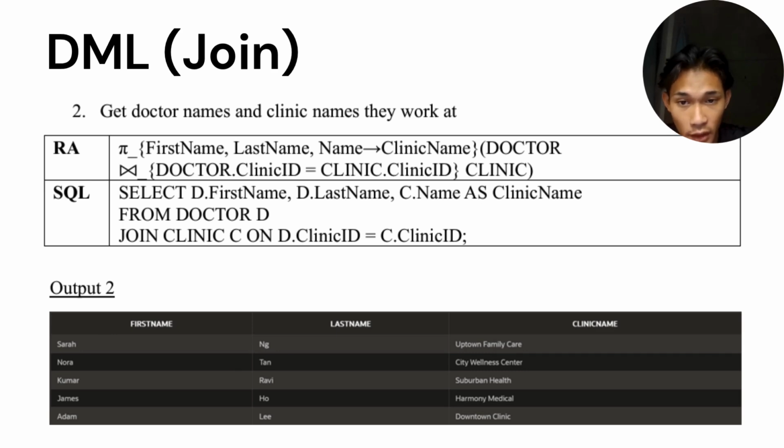For the second one, I want to get doctor names and clinic names they work at. So I need to use join on operation. I need to join clinic ID from table doctor and also clinic ID from table clinic. So we'll get the first name, last name, and also clinic name.